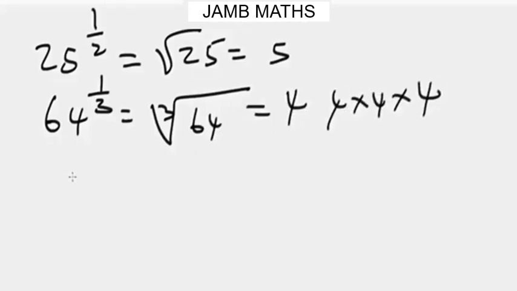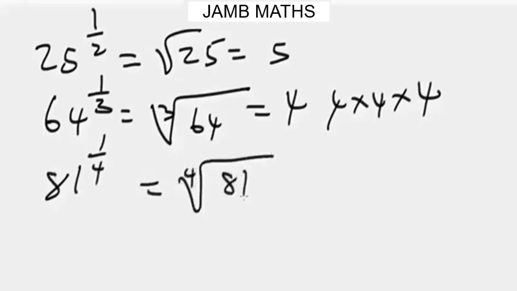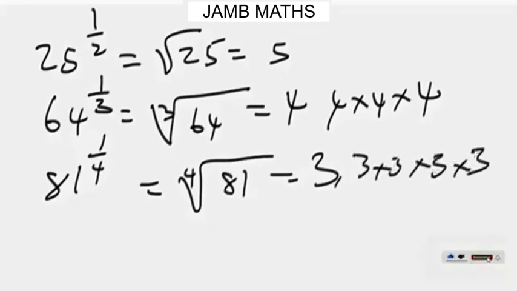When you have something like 81 to the power 1 over 4, this is the 4th root of 81. And the 4th root of 81 will give us what? 3. The same as 3 times 3 times 3 times 3. 3 times 3 is 9, 9 times 3 is 27, and 27 times 3, we get 81. So it's as simple as that. Okay, that's for fractional powers.